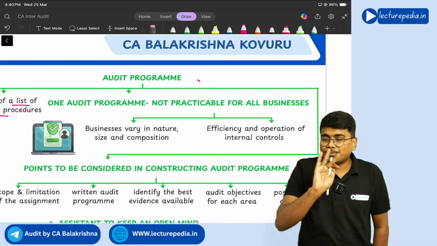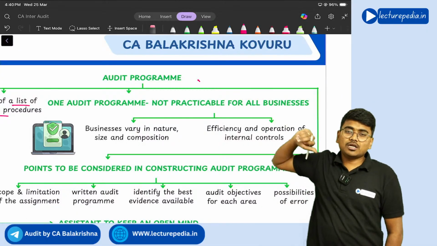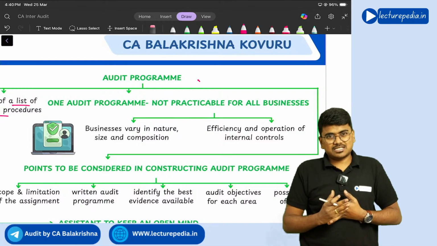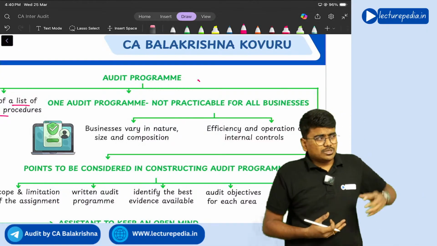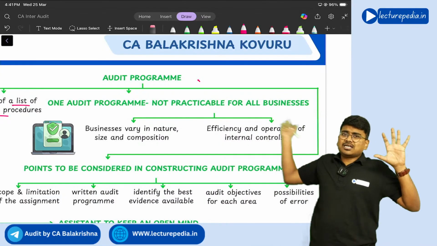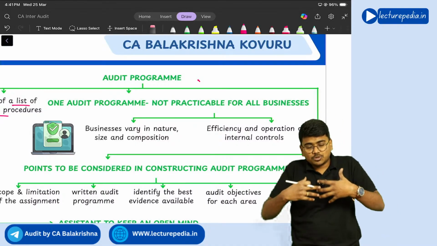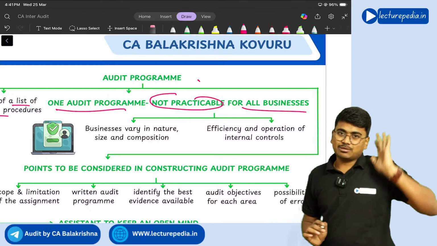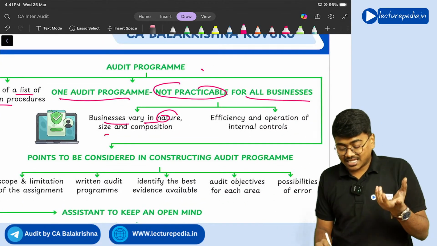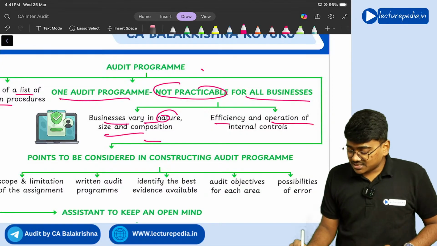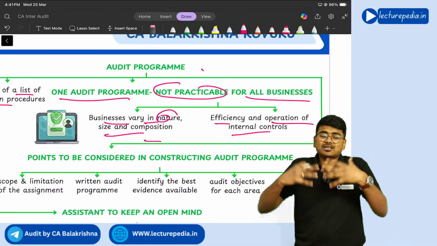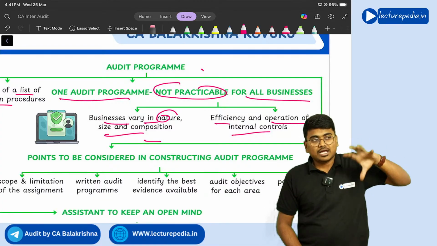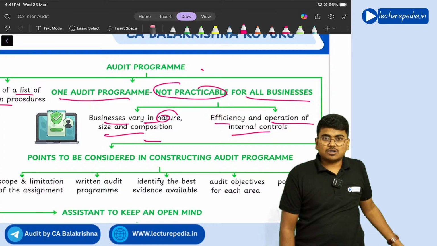One audit program is not practicable for all audits, because entities vary in the nature, in the size, type of business that they perform. So it is not possible to design one audit program and use it for all the companies. No, you have to customize, you have to develop an audit program for each and every audit that you perform, right? So one audit program is not practicable for all businesses. Why? Because businesses vary in nature, size and composition, and also efficiency and operation of internal controls. The way in which internal controls operate in the organization also varies from entity to entity. So you cannot have a single audit program and use it for audits of all the companies.